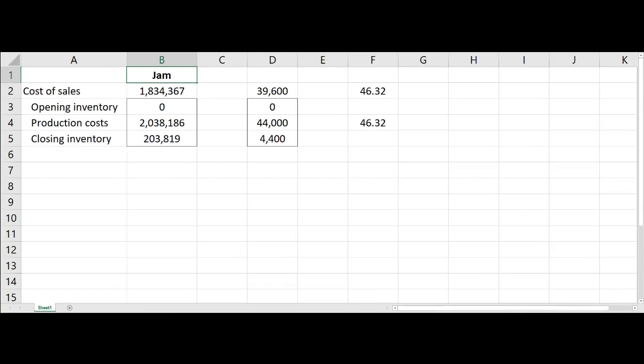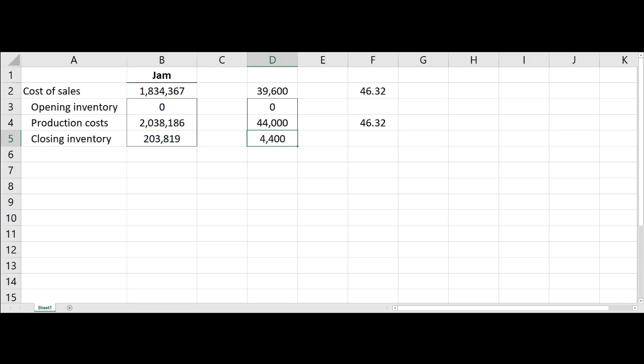All right, guys, so for the purposes of this discussion, I'm just looking at jam, but exactly the same logic would be applied for chutney. So first, if we look at everything in Rand values over here, we know that there's nothing in opening inventory. We calculated those production costs, and we know that closing inventory is 10% of production. So you can see that over there. Cost of sales was given in the question, but if you look at the breakdown, we know that cost of sales is opening inventory plus production costs minus closing inventory. So you can see there everything reconciles perfectly. So that's dealing with all the Rand values.